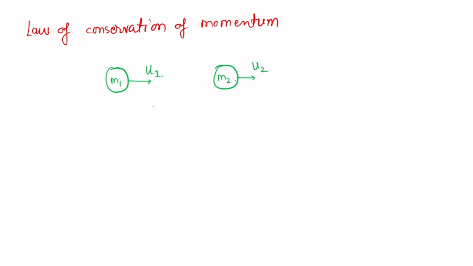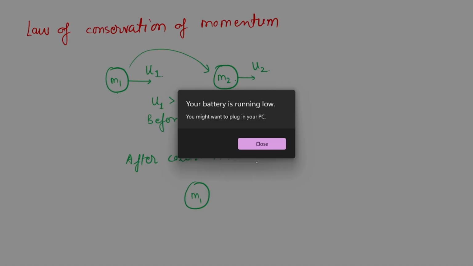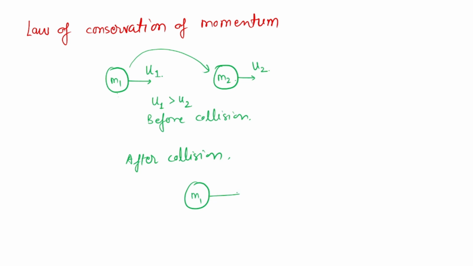Now imagine they both will collide after some time. To make the collision happen, I'm taking u1 greater than u2 so that mass m1 can hit m2. So once these two masses collide with each other, what will happen? There will be a transfer of momentum between the two bodies. So this situation is before collision. Imagine after collision: the mass m1 transfers some momentum to m2, and due to that, let's say the speed of m1 becomes v1 and the speed of m2 becomes v2. So there has been an exchange of momentum.